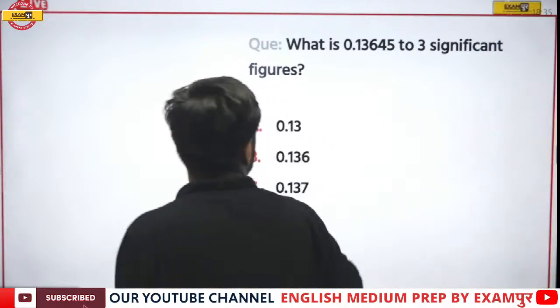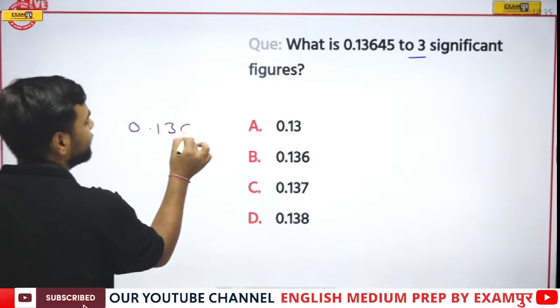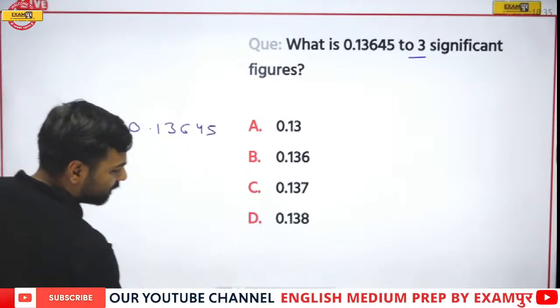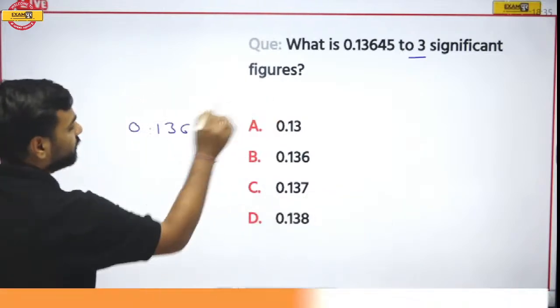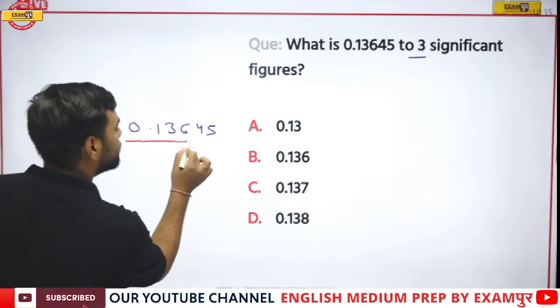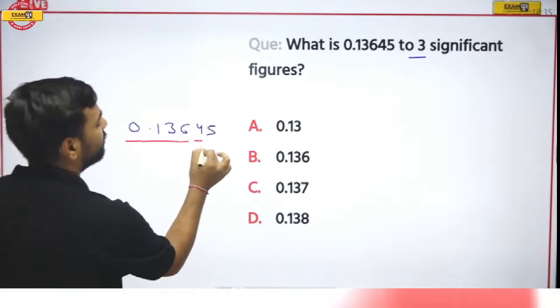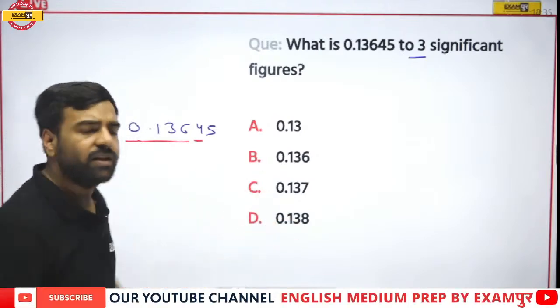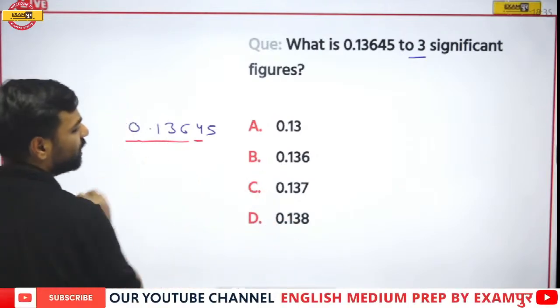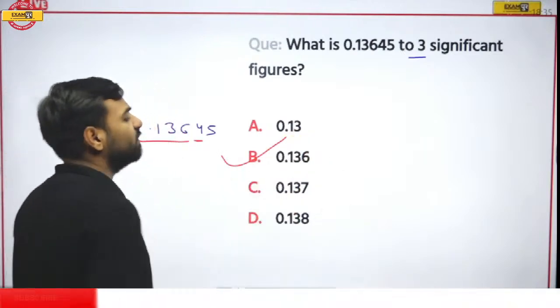Totally correct. Awesome. When we are talking about this 3, this means 0.13645. Let me change the color of the pen. 3, 0, we are not counting. 136. So here, when I am till here, I'll just check: is it 5 or lesser than 5? Obviously less than 5. So it is going to be 0.136 and your option is B. Totally correct. Option B will be correct.